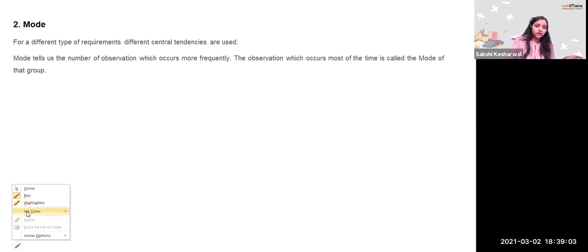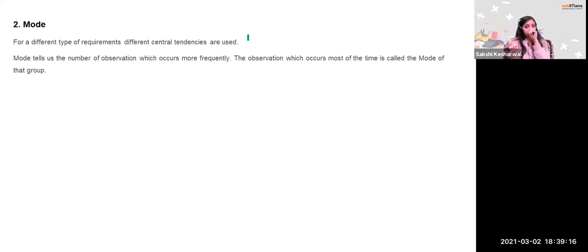So if you see this from the requirement, different central tendencies are used for different needs. Yes, that's true, right? You may want to see what the differences are, what the average is, or which observation has occurred the most. These are the general frequent questions, right? So mode tells us the observation which occurs more frequently. The observation which occurs the most number of times is known as the mode of that group, right?